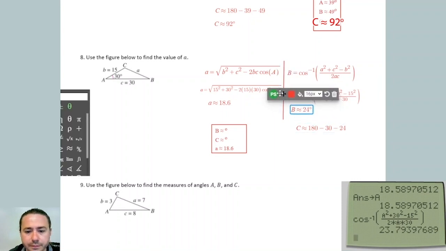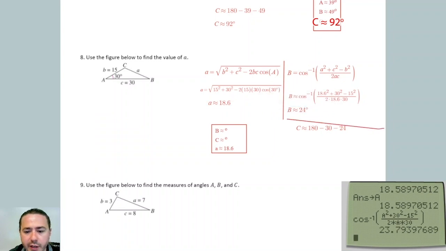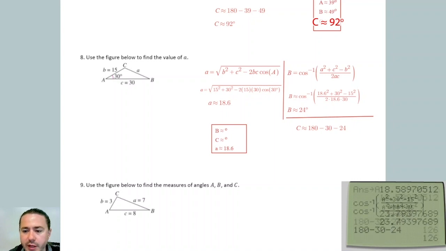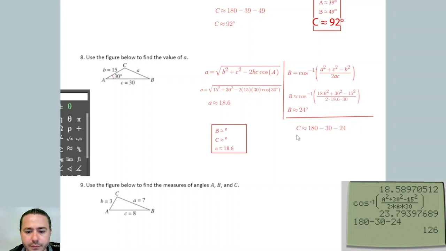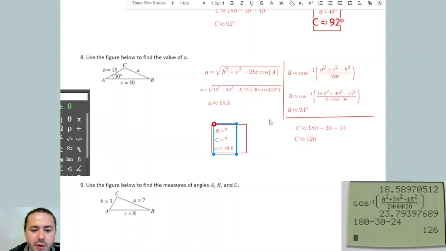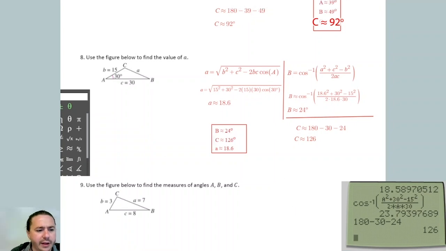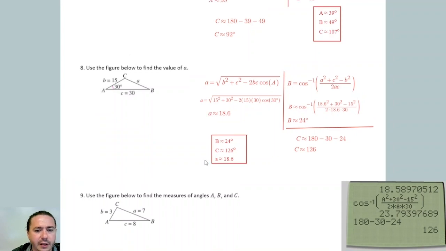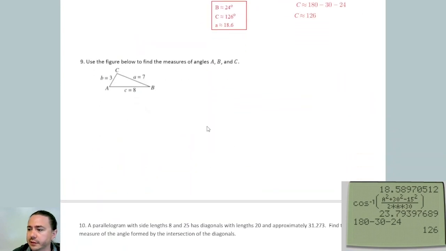So angle C is going to be 180 minus 30 minus 24. Okay, so then we get angle C to be 126. All right, so angle B, we said was about 24 degrees. Angle C was about 126. All right, so number 9 is another side, side, side. And so we'll solve it just like number 7. So let's jump into that.